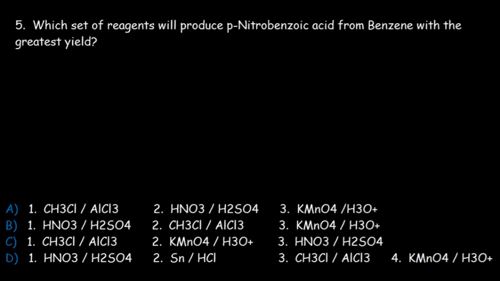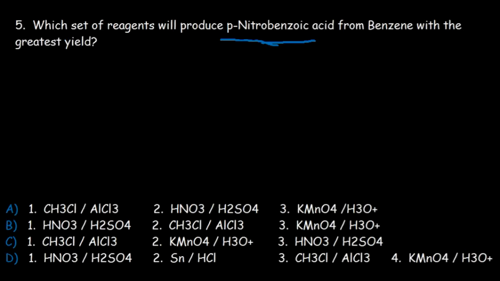Number 5. Which set of reagents will produce p-nitrobenzoic acid from benzene with the greatest yield? So go ahead and take a minute and see if you can get the right answer. I'm going to go through every choice, but first let me show you how you can quickly get the right answer. The first thing you want to keep in mind is that we need para. We need the NO2 and the carboxylic acid group to be para with respect to each other.